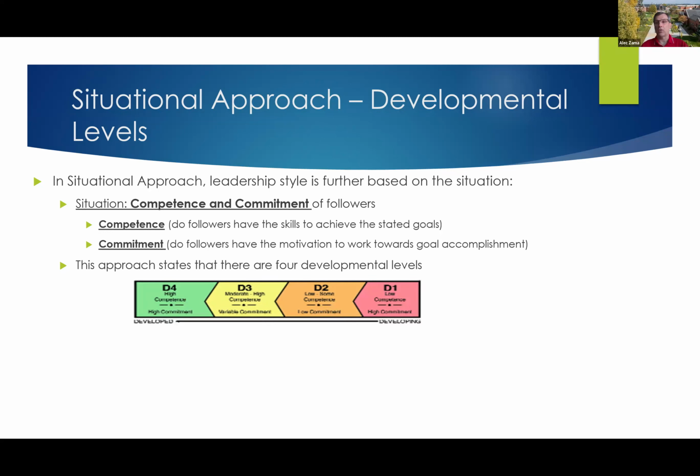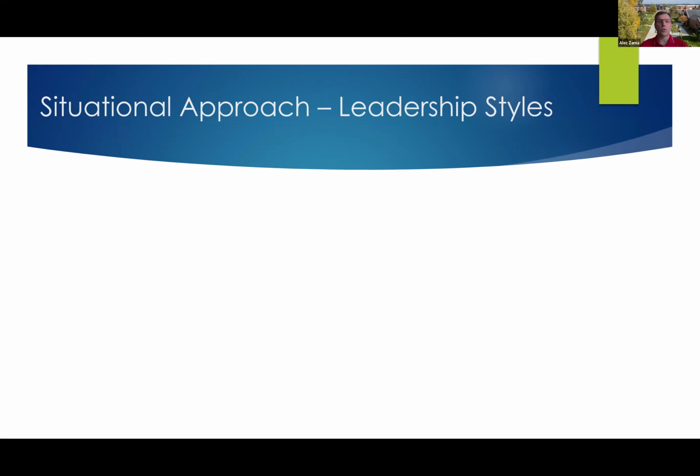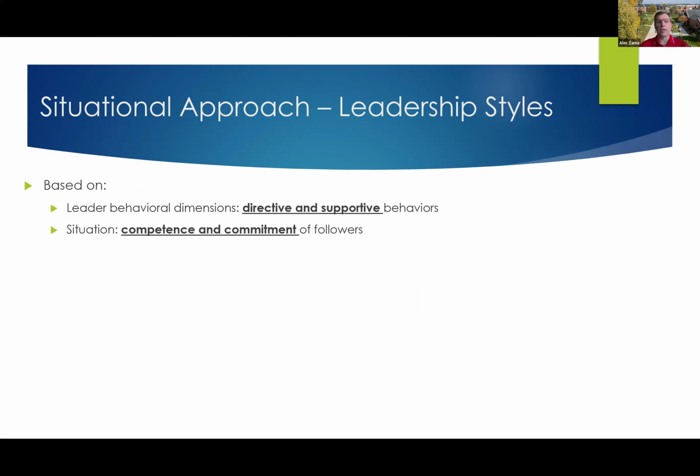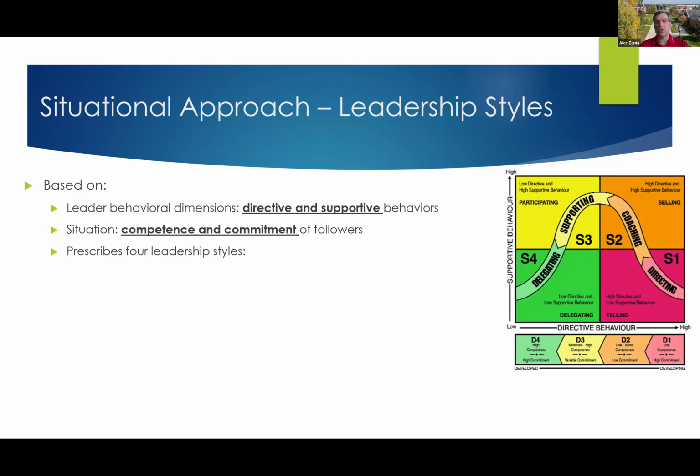So over time, if followers are in our organization, their developmental level will change as they move through different experiences in the organization. So based on the followers' developmental level and leader behavioral dimensions, we talked about directive or supportive, and then competence and commitment of followers, Hersey and Blanchard are prescribing 4 leadership styles. So when we combine these 2 elements, then we arrive at 4 different styles.